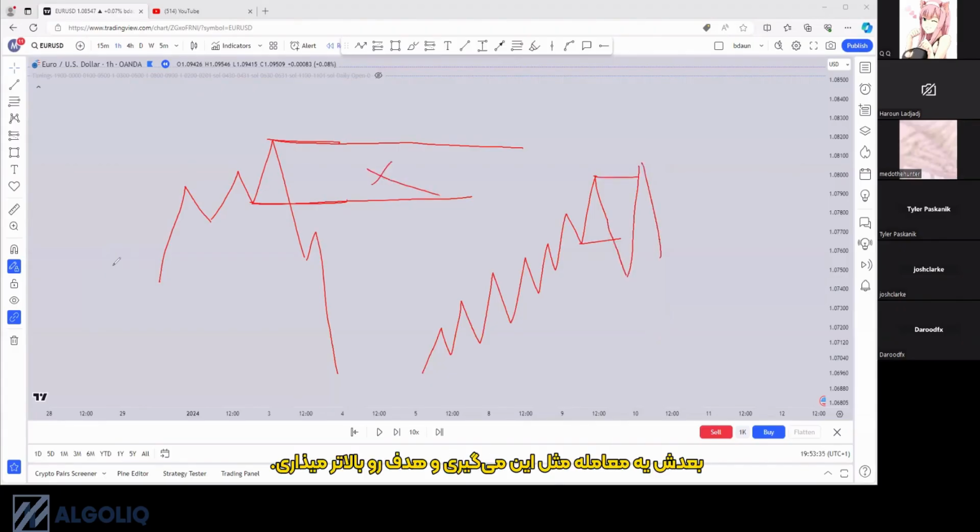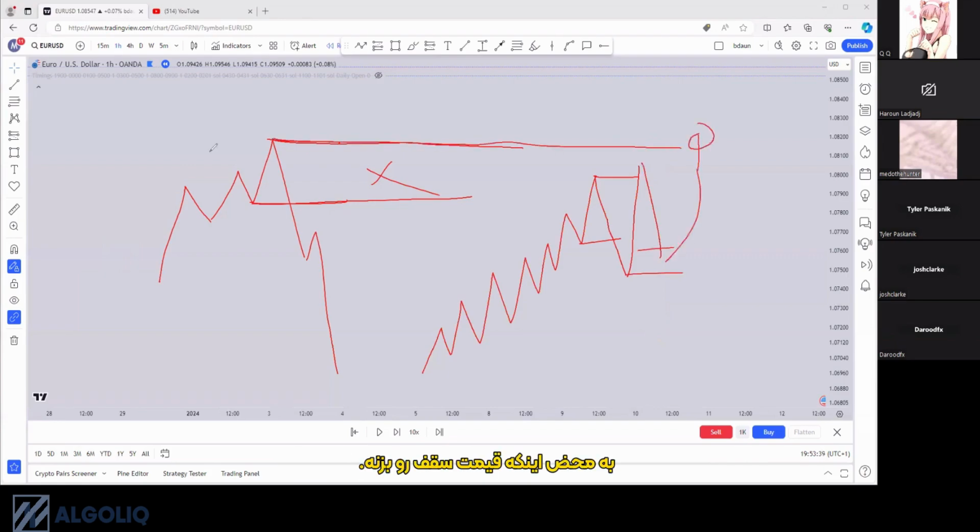Okay. And then you just take a trade like this and target the high. The moment price takes out the high, again, you don't want to trade continuation anymore because you just tapped into a high time objective. So that's it when it comes to EPA.